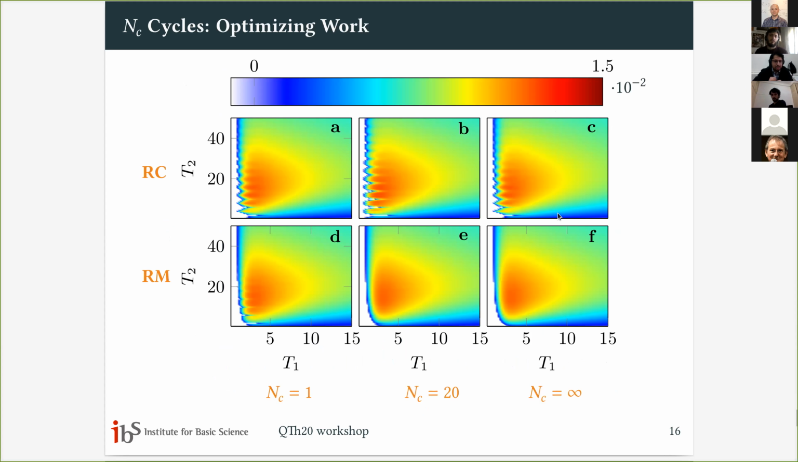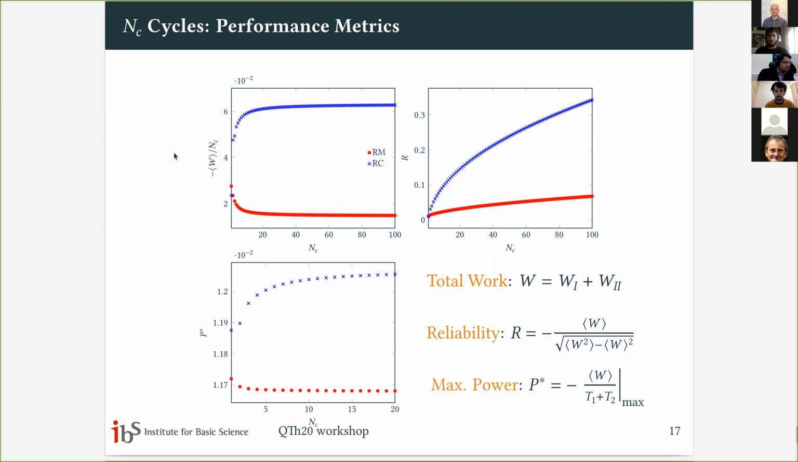We can change the time, meaning the time in the work strokes and the time in the heat strokes, and optimize the engine to get a maximum work output, which is what we do here. And even in the limit of the number of cycles going to infinity, one can actually calculate these things analytically in this case. So this is a comparison between repeated contacts and repeated measurements. Although they look very similar, if you look at the average work output, the repeated contact always outperforms the repeated measurement, no matter what the number of cycles.